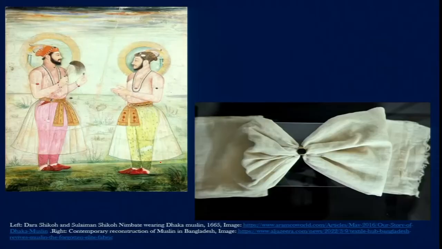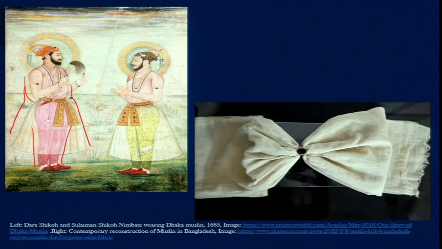It sustained in Bengal for nearly 2000 years. And this is an image from the 17th century, on the left side of the screen, in which we find Dara Shikoh and Suleiman Shikoh, these two Mughal princes, draped in muslin. So we see the muslin jama that they wear. As I have already mentioned, because of the translucent quality of muslin, one can see the trouser through this jama, one can see their skin through this jama.